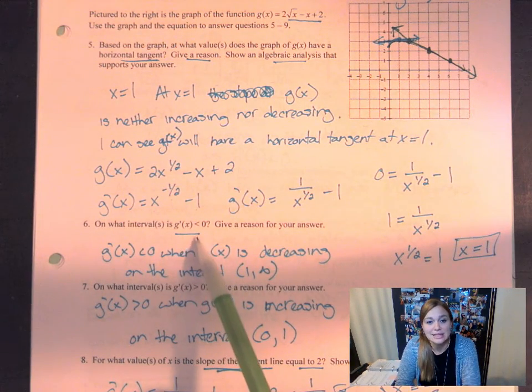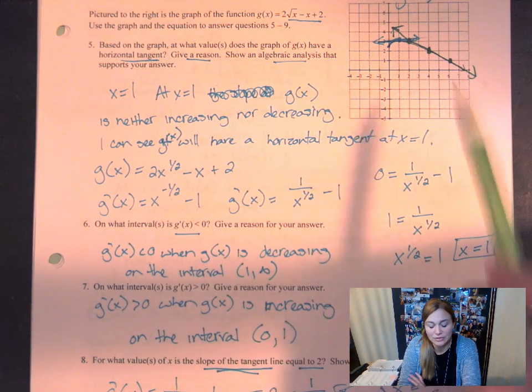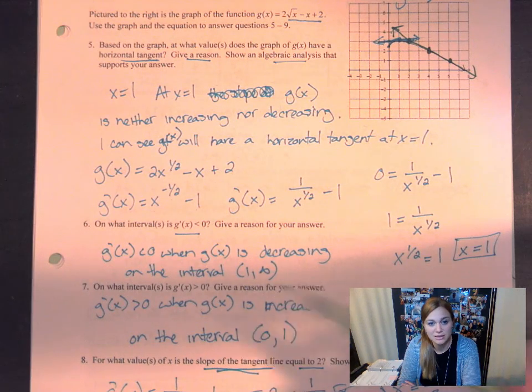g prime of x is less than 0. So this is one where I wouldn't even look at the graph yet until I justify. So I would say g prime of x is less than 0 when g of x is decreasing, and then I would look at the graph.